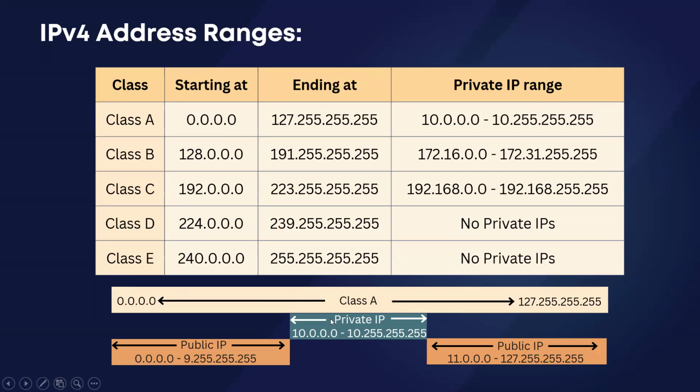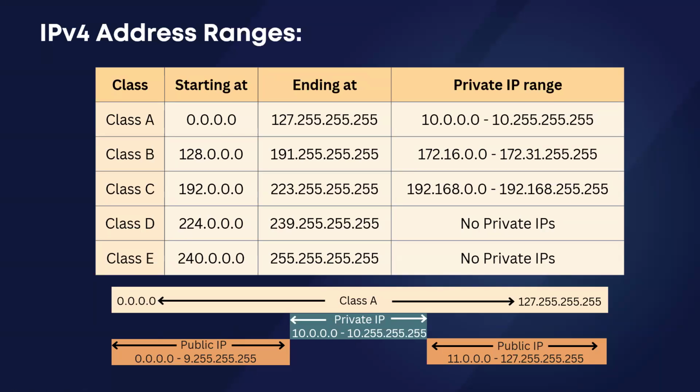Now, any IP outside that private IP range is a public IP, which means from 0 all the way up to 10, which is 9.255.255.255, and after 10, which is 11.0.0.0 to 127. So these two are the sets of public IPs, and there's one small private IP set in between. So in every class, you have the same structure. You have one small private IP set, and excluding that private IP, all the other IPs are public IPs.